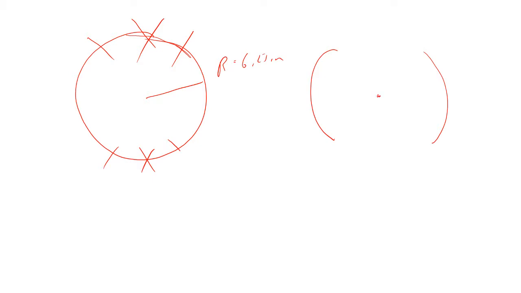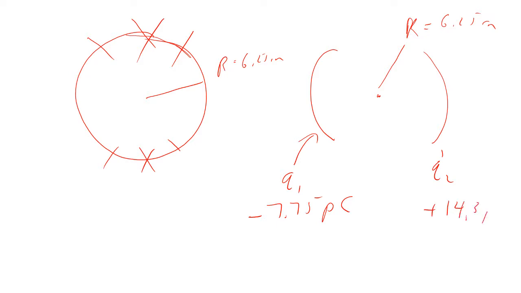These are centered with a radius of 6.25 centimeters. And I'm going to put two charges on them, Q1 and Q2. Q1 is going to be minus 7.75 picocoulombs, and Q2 is going to be plus 14.3 picocoulombs. What I want to know is what is the electric field in the center right there.